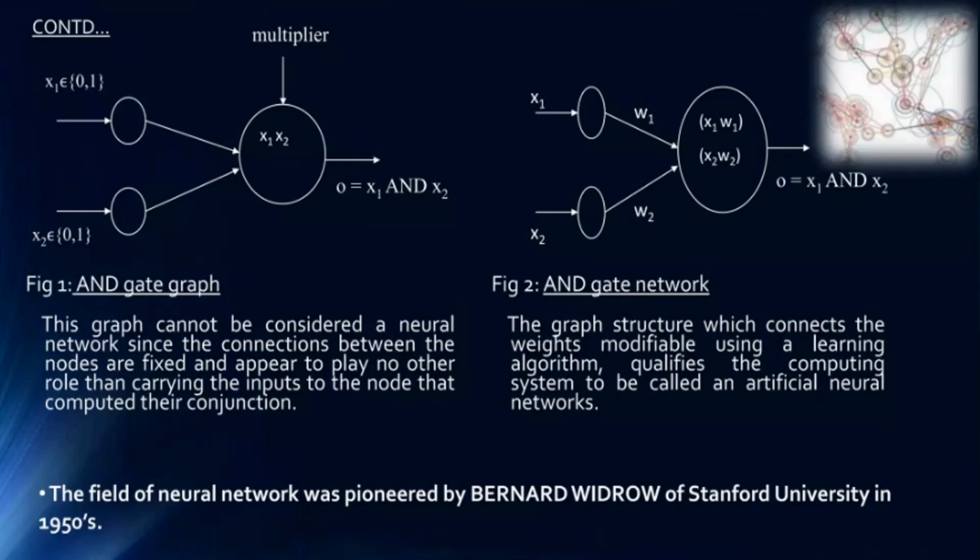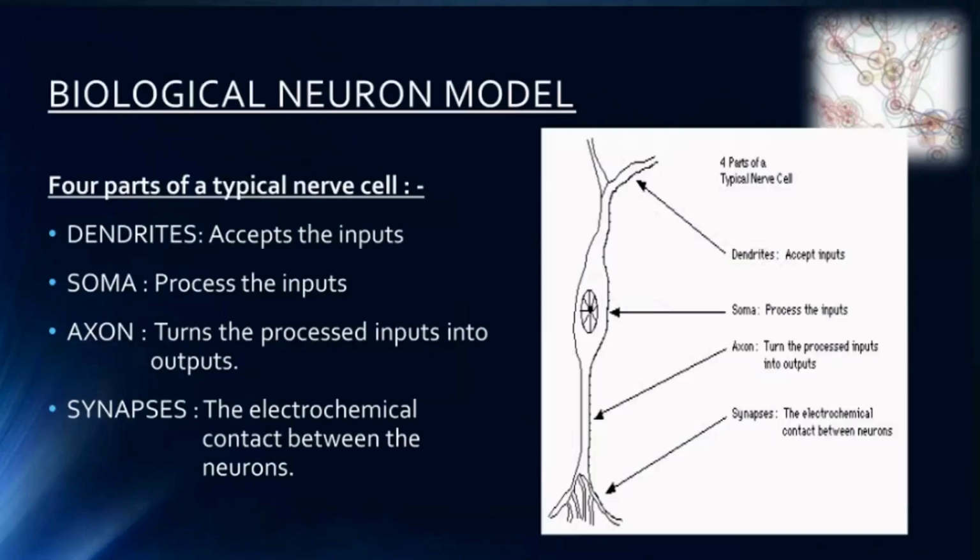In the same way, in the AND gate network, a graph structure whose connection weights are modifiable using a learning algorithm qualifies the computing system to be called an artificial neural network. The field of neural networks was pioneered by Bernard Widrow of Stanford University in the 1950s.